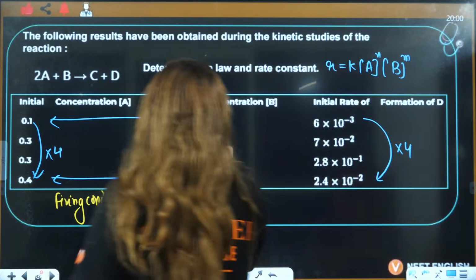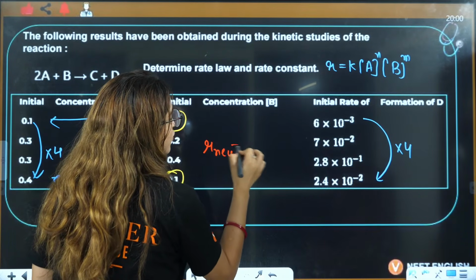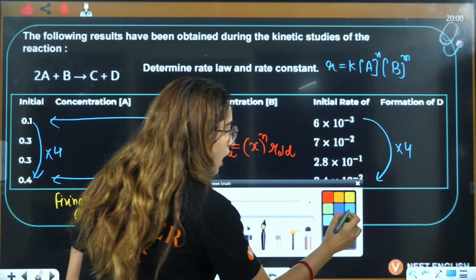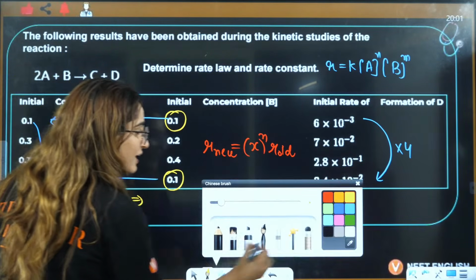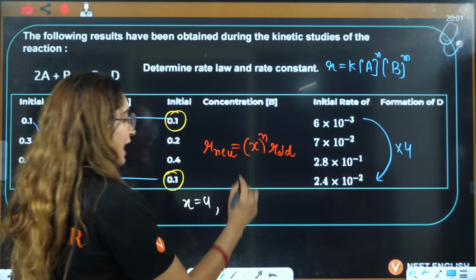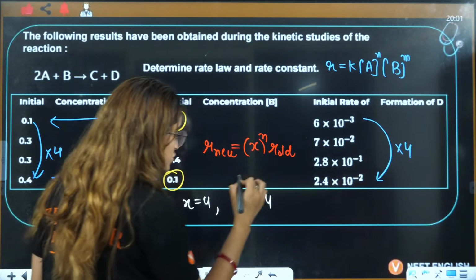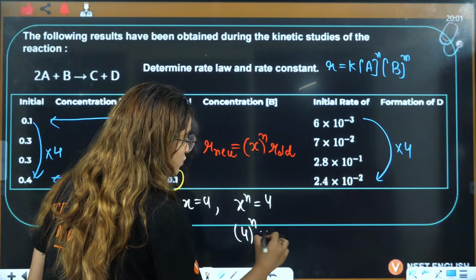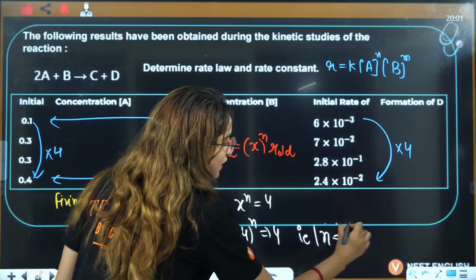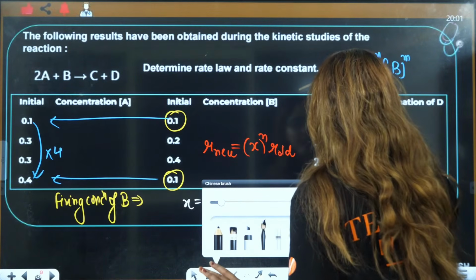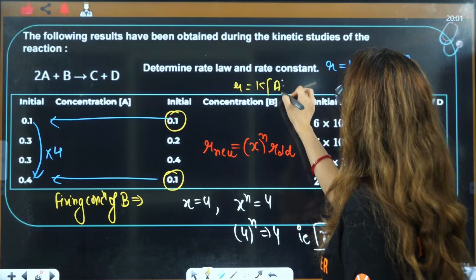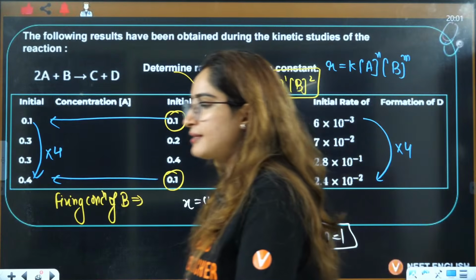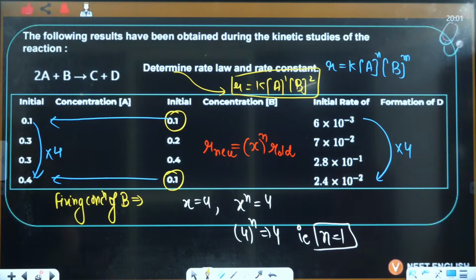So now here, new rate is equal to x raised to power n times old rate, right? So how many times is concentration increasing? That is 4. So I can say that x is equal to 4. X raised to power n is how many times rate is increasing? That is also 4. That means 4 raised to power n is equal to 4. That is only possible if n is equal to 1. So can I write this as R is equal to K, A to the power 1, and for B it is coming out to be 2, and this will be your final answer, right everybody?